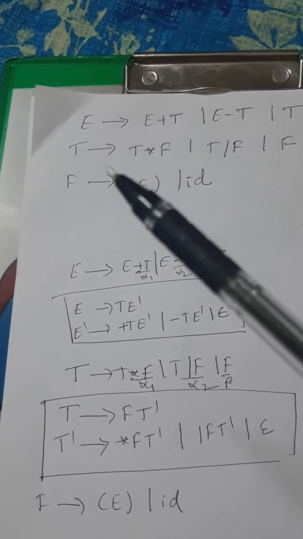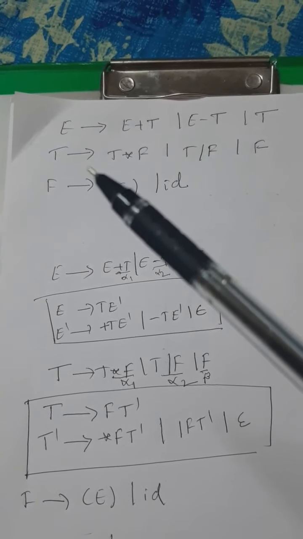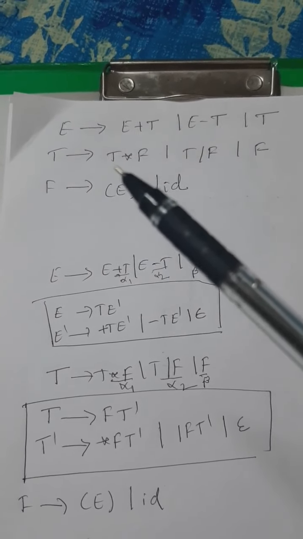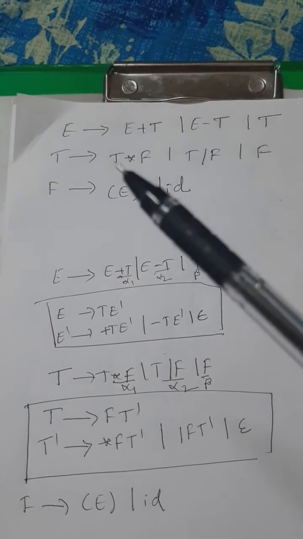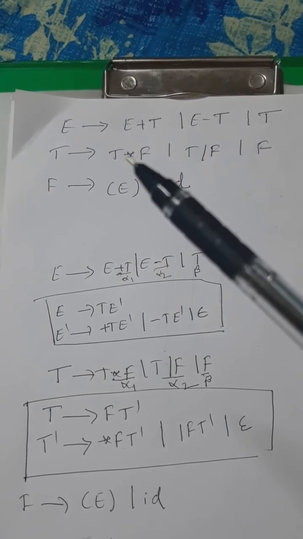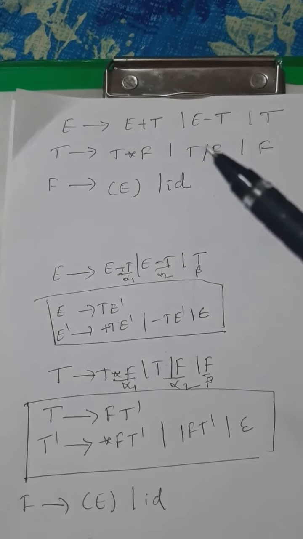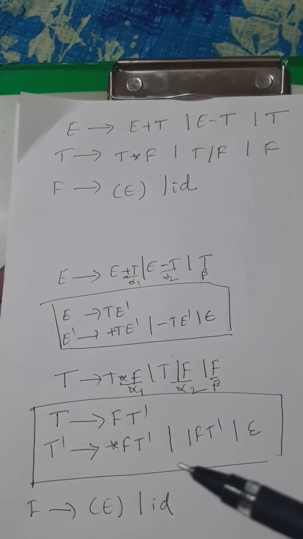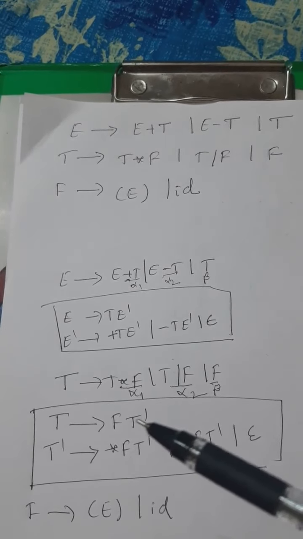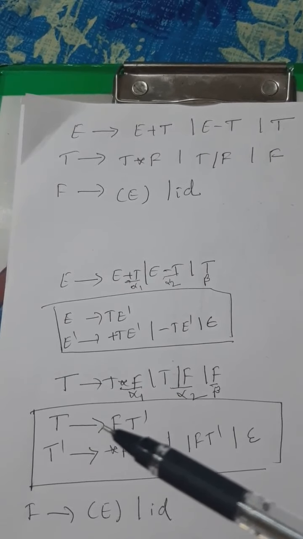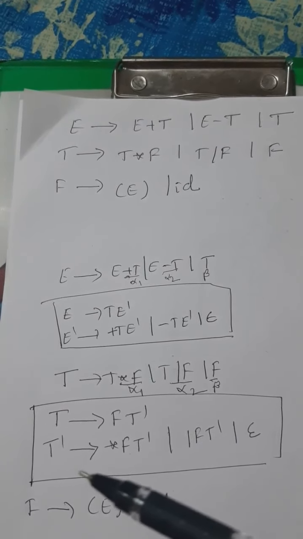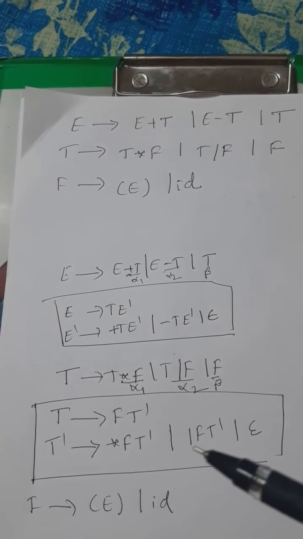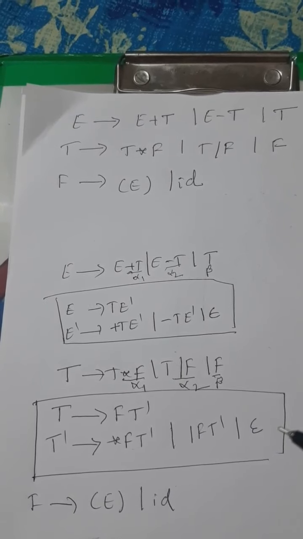Next, move to the next grammar production, which is produced by the grammar symbol T. Again you check that the production produced by the grammar symbol T has a left recursion. So take this separately and remove the left recursion. After removing the left recursion, what do I get? T produces F T dash. T dash produces into F T dash, divided by F T dash, and epsilon.